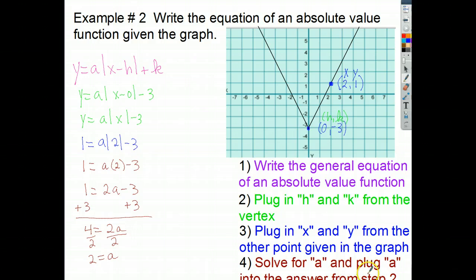Step 5, plug a into the answer of step 2. So here was the answer to step 2. We're going to take what a is equal to up to this line right here, and that will give us our answer. If I put in 2 here, I get y equals 2 absolute value of x minus 3. That's the equation of this absolute value. All right, let me give you one to do.